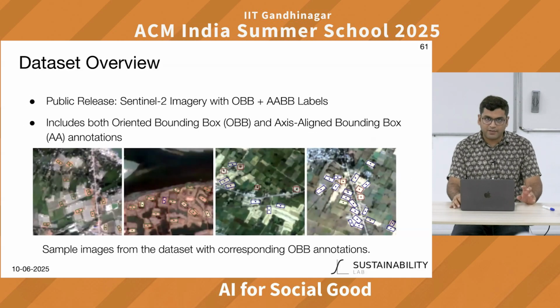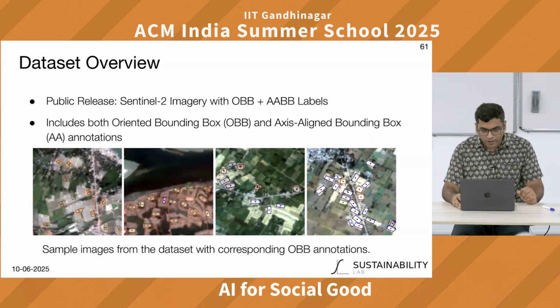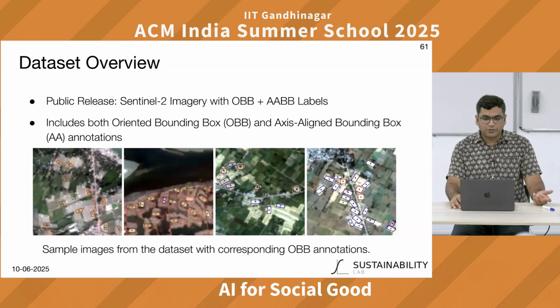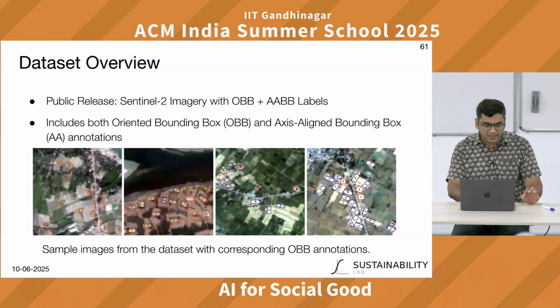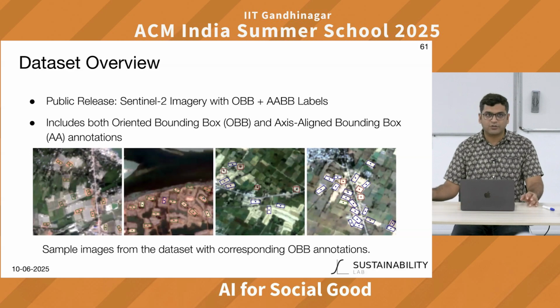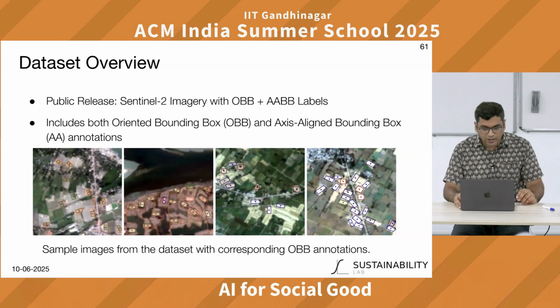So this is publicly available or should be publicly available soon. It's currently under review. And because we wanted to use publicly available imagery, we went to an even lower resolution imagery, Sentinel-2. So this is 10 meter per pixel. Now you can see that this is what an image looks like. Again, perhaps to the human eye, this is not very clear whether it's a brick kiln or not, or what category it is. But that's not the point. We don't want humans to do that using Sentinel imagery. We want the machine to do that. So we're giving both the OBB and axis aligned bounding boxes.